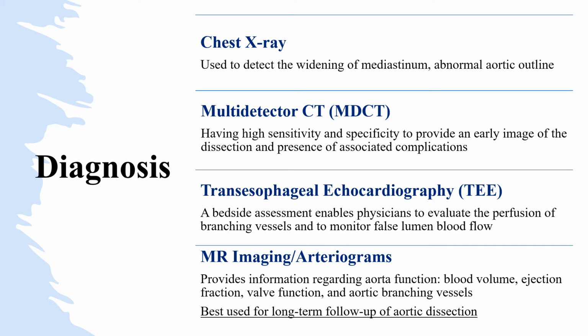The last one is MR imaging or arteriograms. It provides information about aortic function like blood volume, ejection fraction, valve function, or aortic branching vessels. However, it takes a long time to get the MRI result, so it's best used only for long-term follow-up of aortic dissection, not in emergent cases.